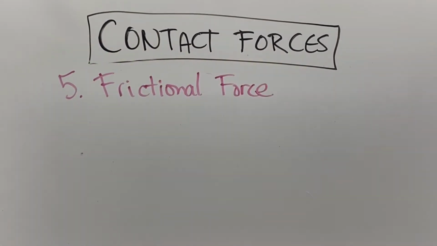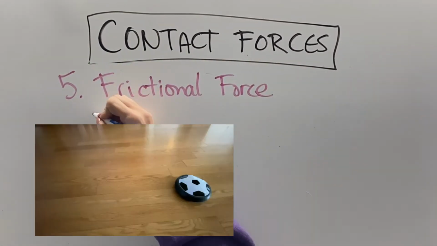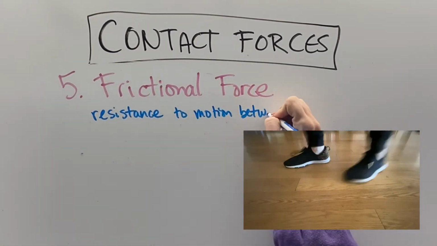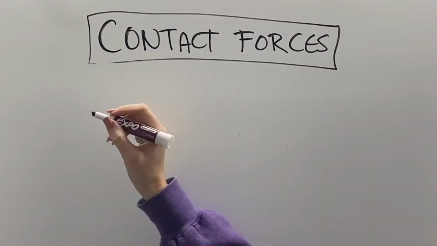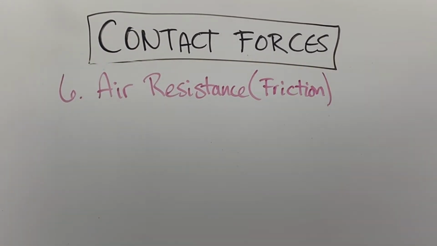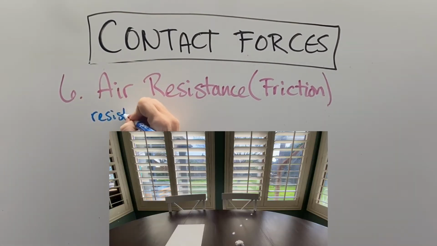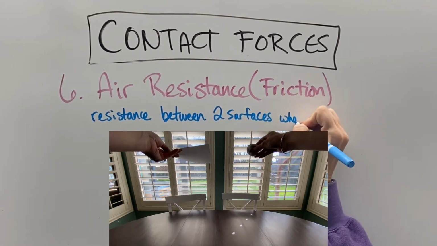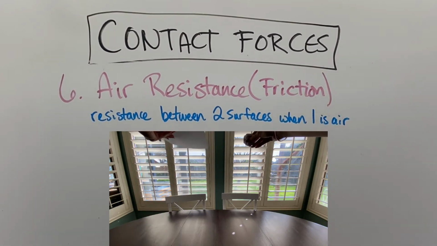The fifth kind is frictional force. This is the force that resists motion. This is what we get when we slide something and it comes to a stop, or when you screech your shoes. The sixth kind, air resistance, is a special form of friction that we get when we have two surfaces in contact with each other, one of them being air. This is what happens when we drop something and it has a parachute, right? And it slows down the fall.